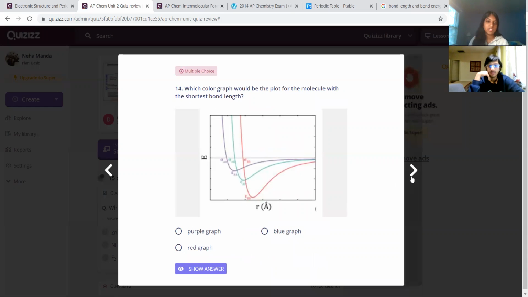Okay, the shortest bond length. So since the longest was... the atomic radius is the distance from the x-axis, or I guess you could say the r-axis, to the minimum value of energy. So the purple would be the one with the shortest bond length. Yep. Okay.